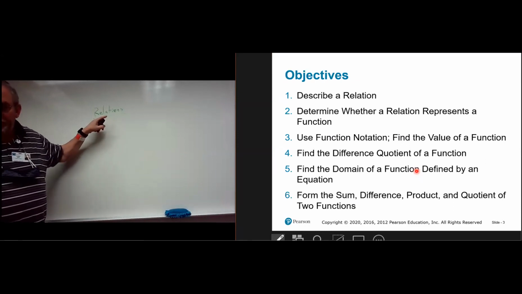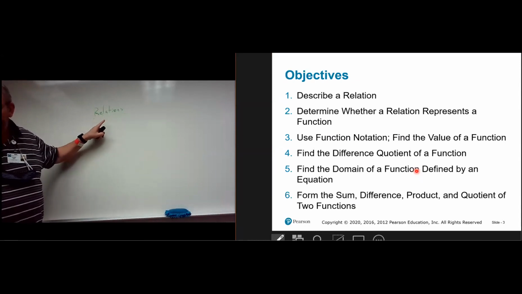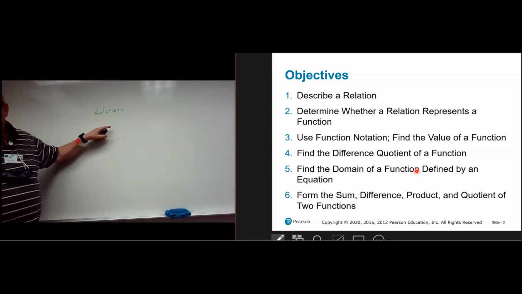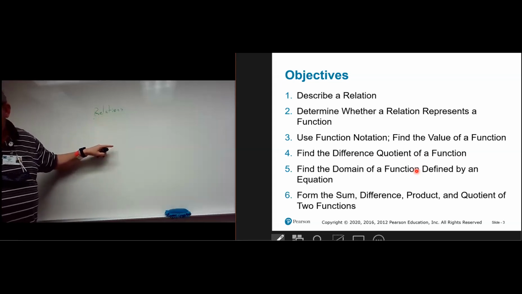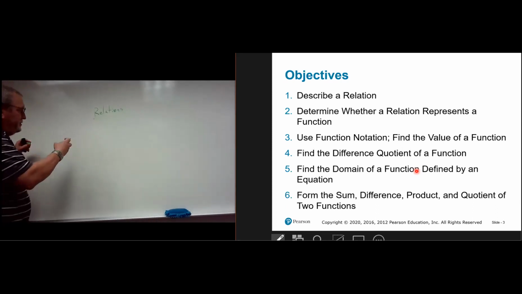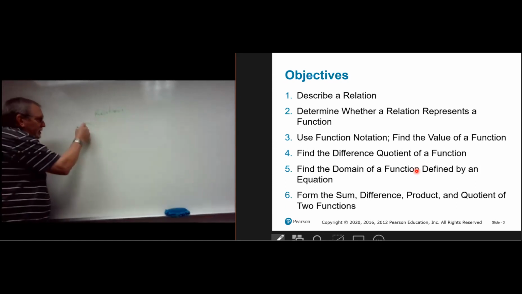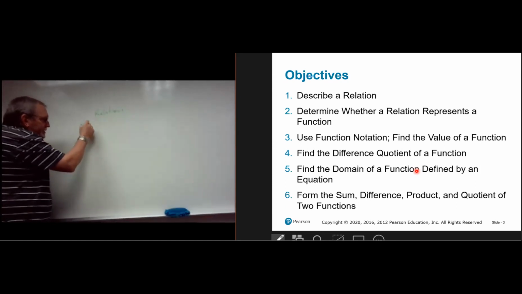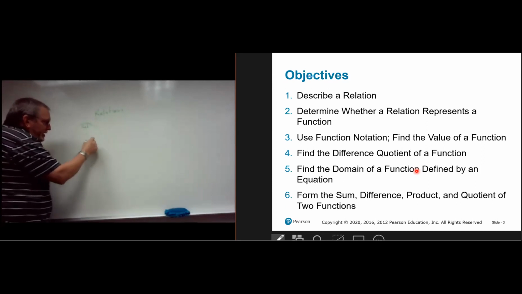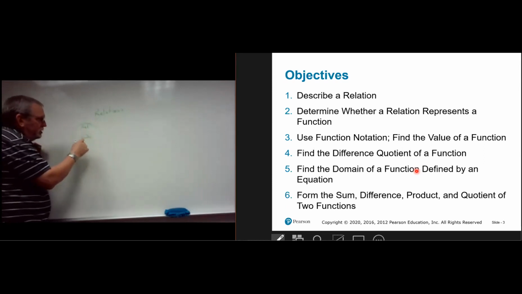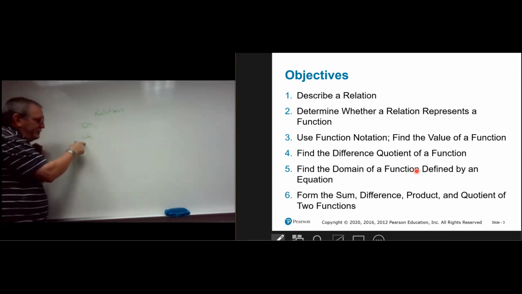Remembering that a function is a relation. So what's true of a relation will be true of a function. But not everything true of all relations is true of functions, because here I have the set of relations. If I did a Venn diagram, this would be relations. And inside this set is a subset of functions.